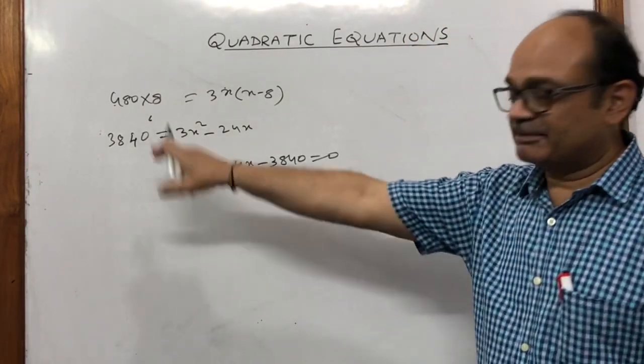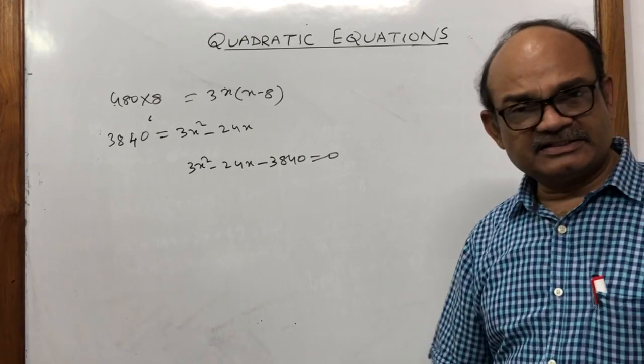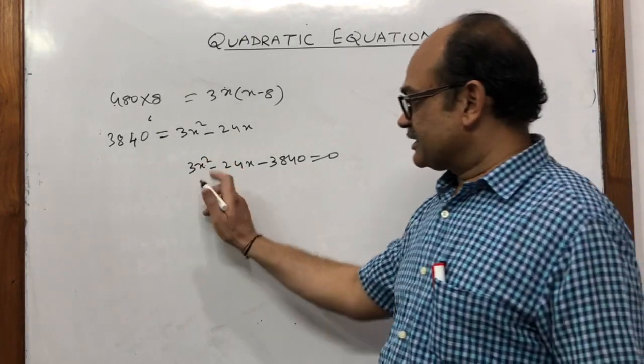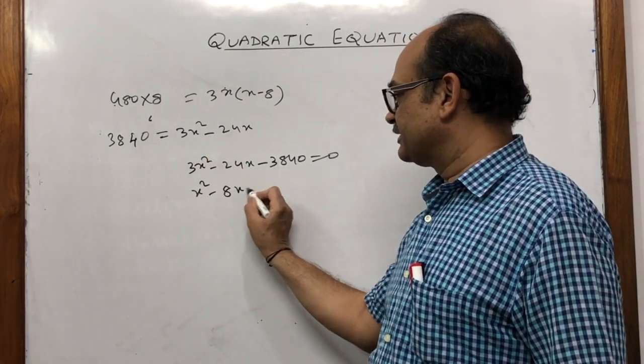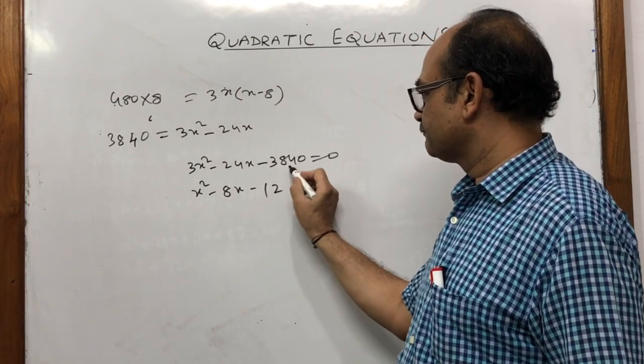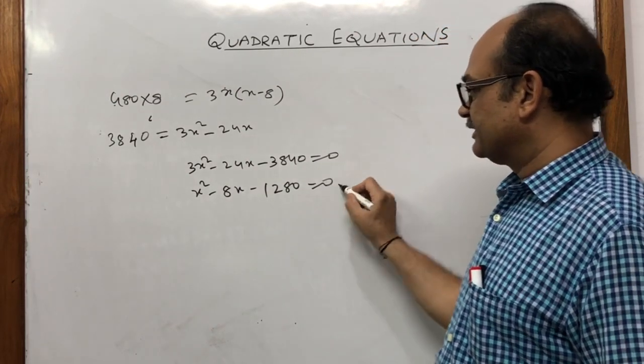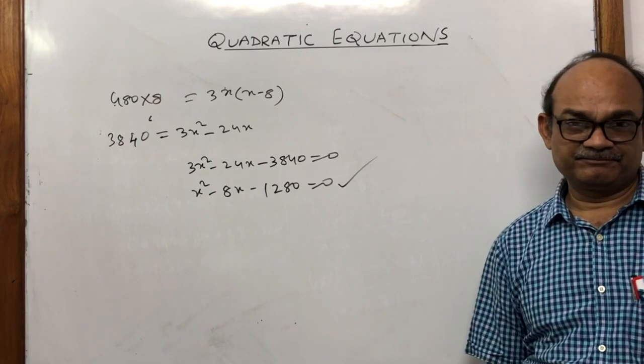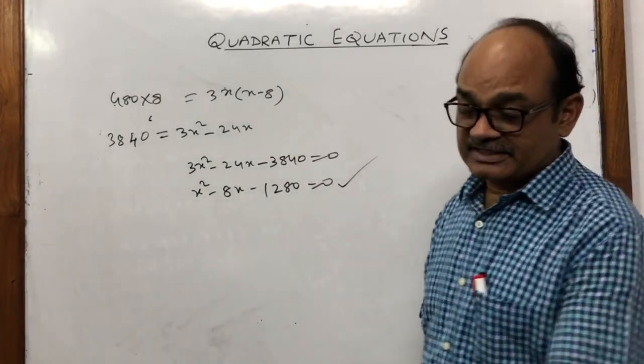If it is divisible by a common factor, then cancel it out. Yes, it is divisible by 3, so divide by 3, and then this will be the final equation. So how to form the equation is an important point.